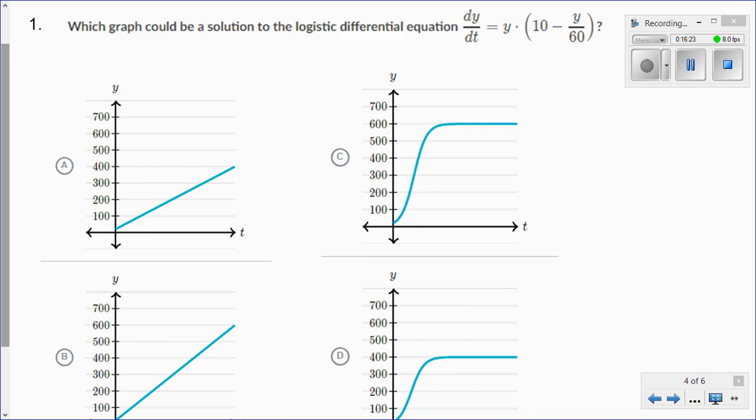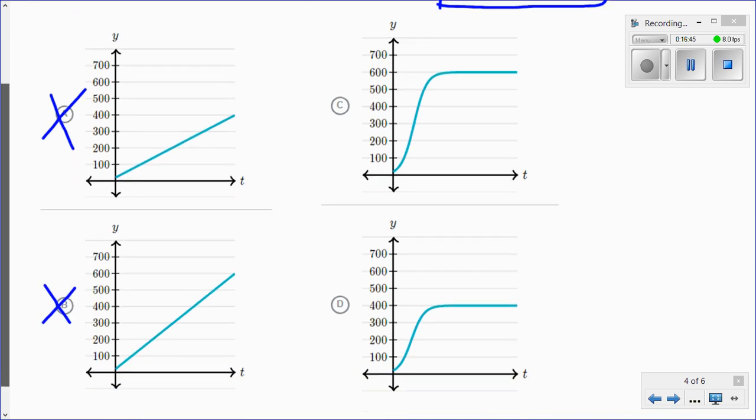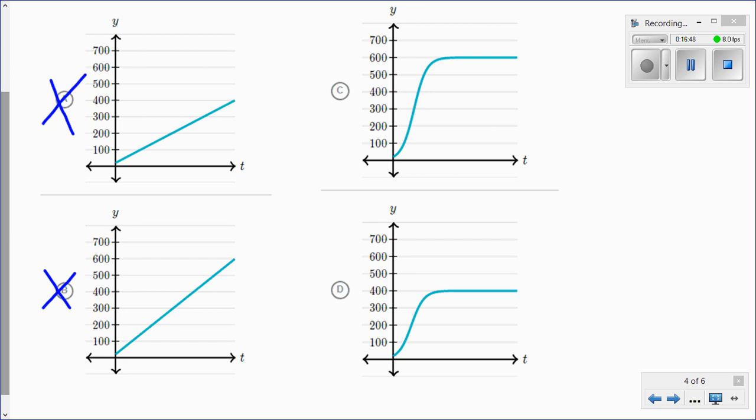Okay, so hopefully you'll recognize this right off the bat as logistic growth, or if we solved this differential equation, it would result in a logistic growth model. So if you know what that basic shape is, you could eliminate A and B right off the bat, because we know we're looking for a logistic growth graph.